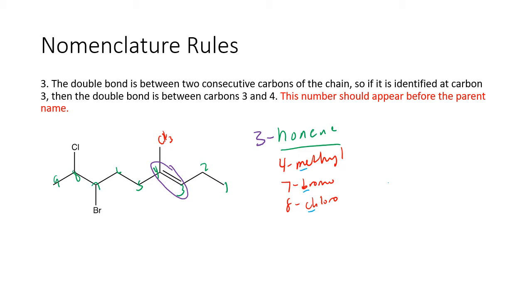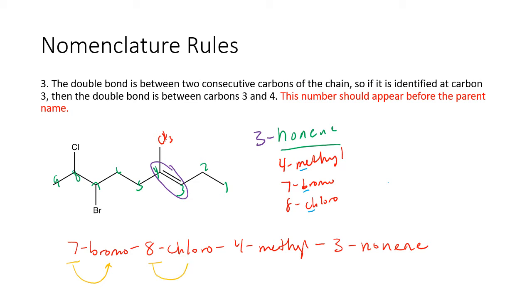So our complete name then is going to be 7-bromo, 8-chloro, 4-methyl, hyphen, 3-nonene. So we use that 3 out front just like we would any other substituent. It's a number, so we separate numbers with hyphens. Numbers and letters with hyphens, I mean to say. So just like 7 out front tells you the position of where bromo's at, or 8 tells you the position of where chloro's at, 3 tells you the position of where the double bond is at, the ene part is at.